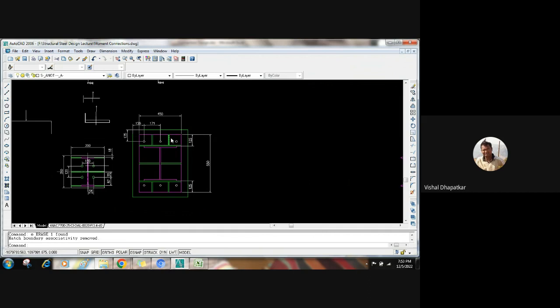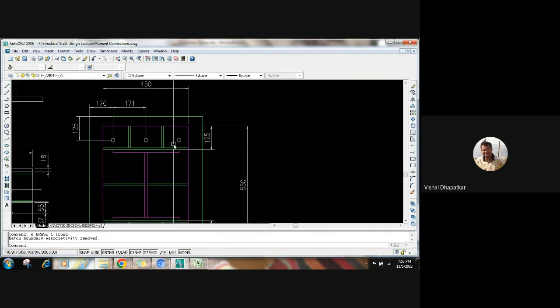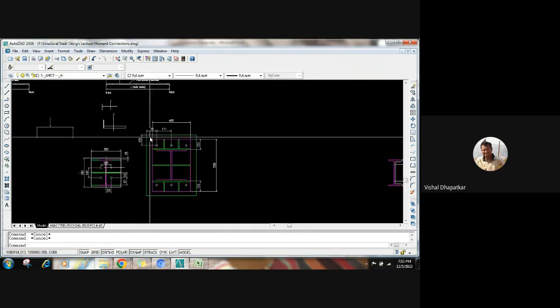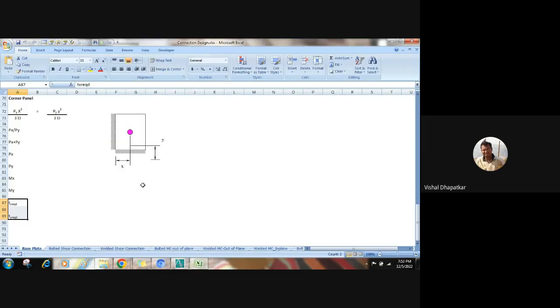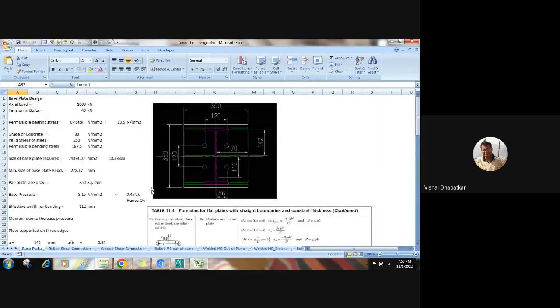Only difference is this corner. Clear this thing for fixed base plate connection? Yes, sir.